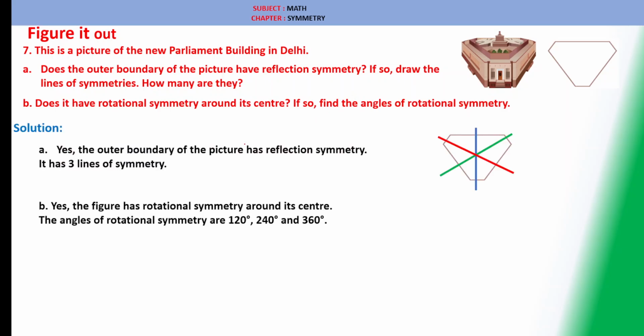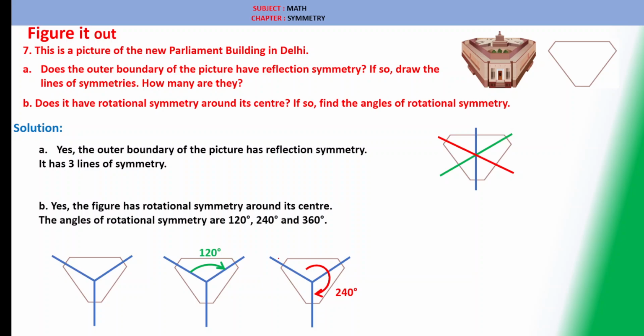Solution. First one, yes, the outer boundary of the picture has a reflection symmetry. It has 3 lines of symmetry. Second one, the figure has a rotational symmetry around its center. The angles of rotational symmetry are 120 degrees, 240 degrees and 360 degrees. See, the first one is the original picture. The second one is 120 degrees. The third one is 240 degrees. The fourth one is 360 degrees.